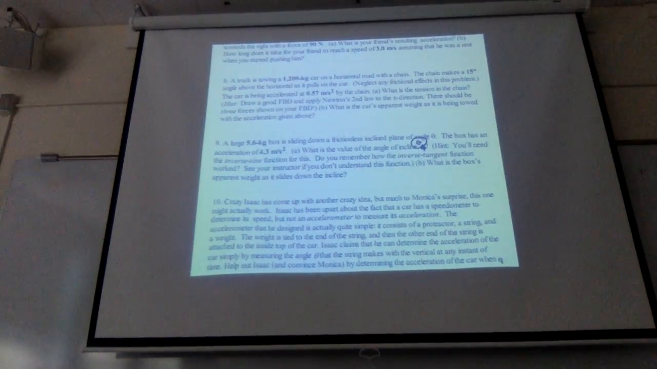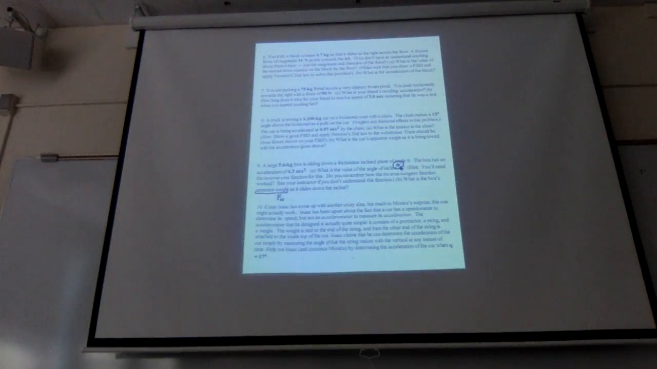One of the forces we had, you could also call this apparent weight. Normal force. The normal force is the same thing as the apparent weight. So we're going to be trying to find theta and the apparent weight, which is the normal force. Theta and the apparent weight.